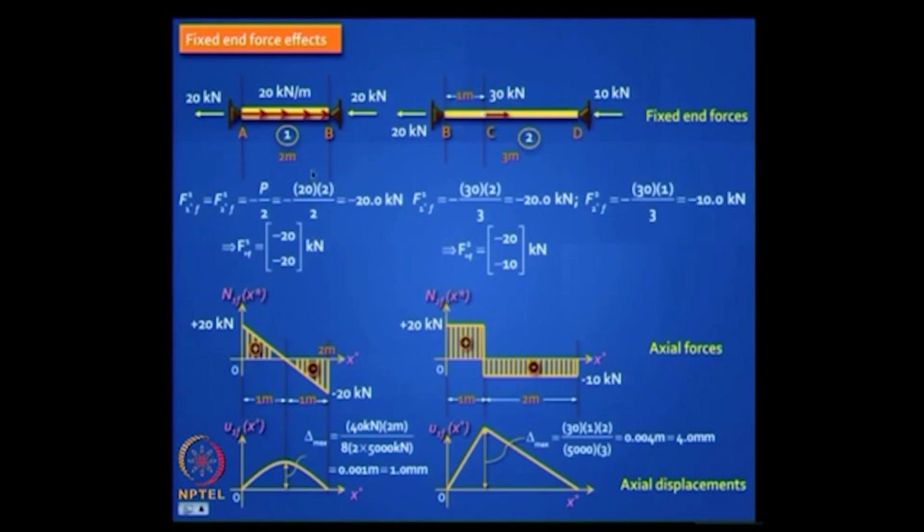Now here the EA is 2 EA, mind you, in this problem, so you have to write 2 times EA. EA is given as 5000 kilonewton. You get 0.001 m, which is 1 mm. You get a 1 mm axial displacement. This is a very small displacement, makes sense.